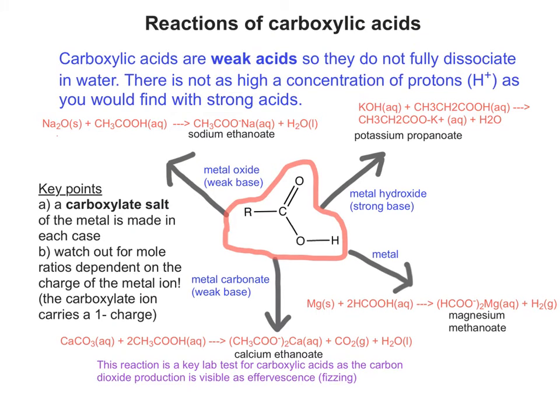So the key things to remember: the metal carboxylate salt is made in each case. It's highlighted in black or named in black to make it clear here. And also watch out for mole ratios depending on the charge of the metal ion. I've mixed and matched my metals here a little bit so you can see that in action. So with magnesium and calcium, for example, those are 2+ metals. So notice that the metal carboxylate salts have 2 carboxylate ions to 1 metal.